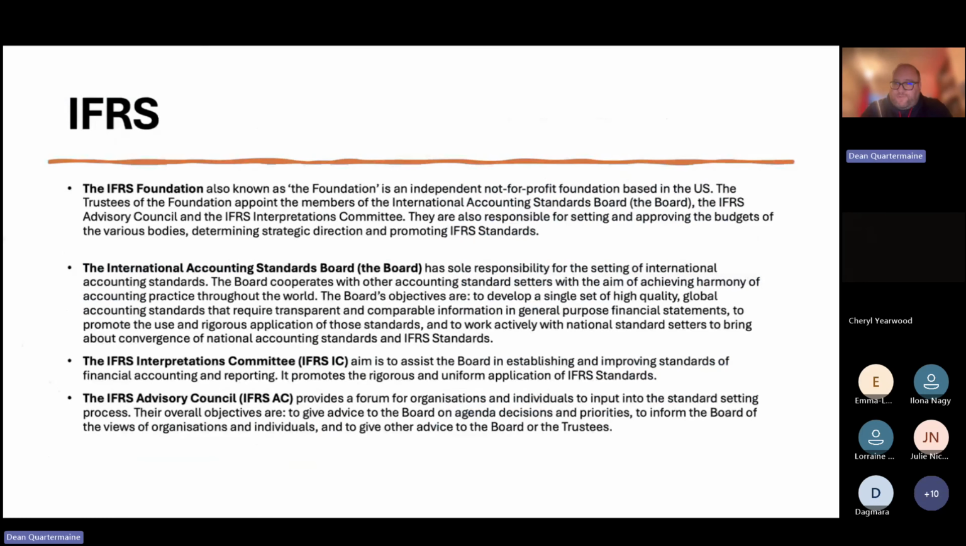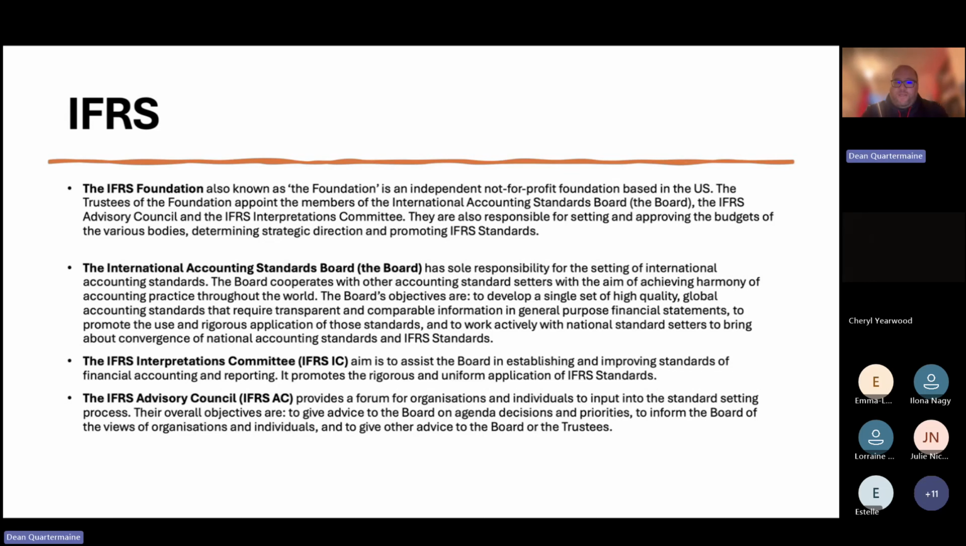So what is this great big thing called IFRS? IFRS, the International Financial Reporting Standards, is a charitable foundation. The IFRS Foundation is an independent not-for-profit foundation based in the US. Because it's a charitable organisation, it's got a bunch of trustees, and they appoint the members of what is known as the International Accounting Standards Board. And it's that board, which we'll come on to in a minute, that sets international accounting standards.